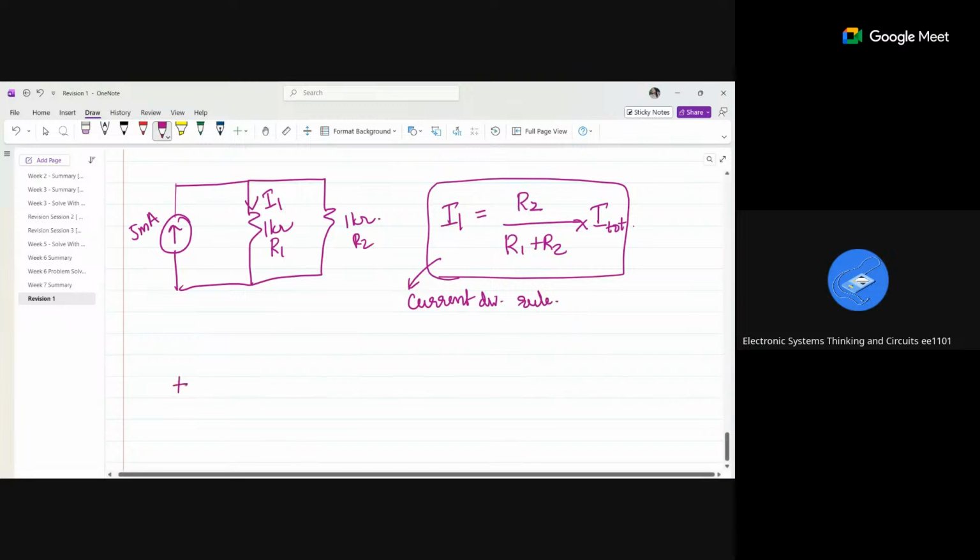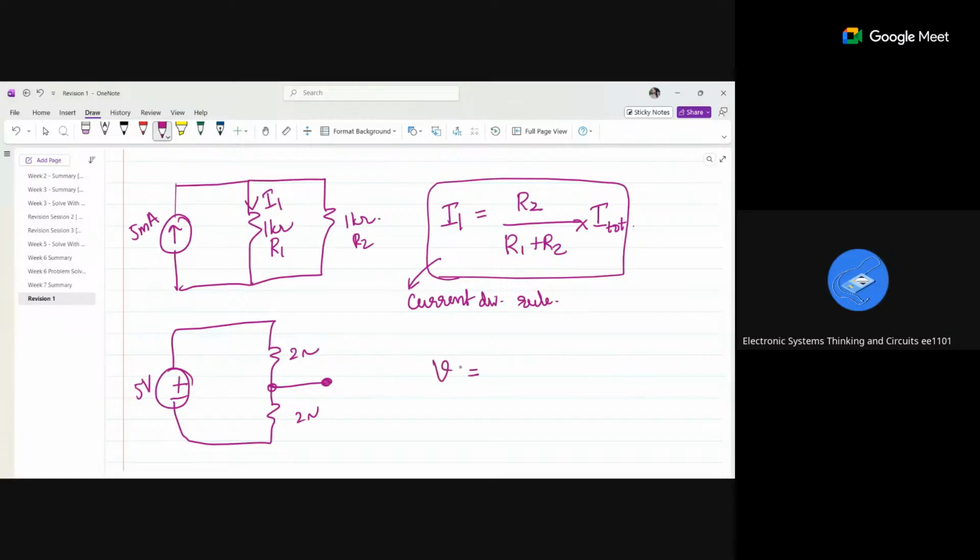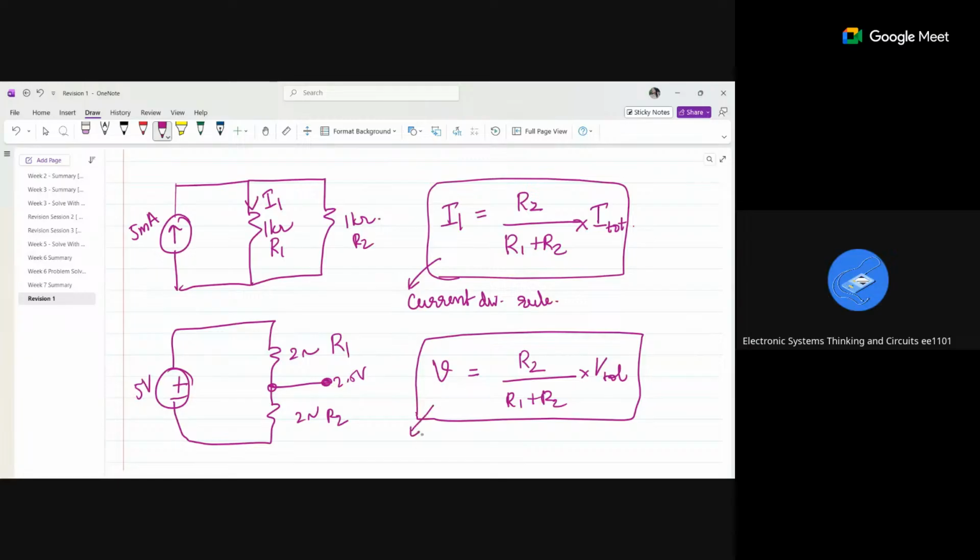Then there is another one, the voltage division rule. 5 volts, 2 ohms, 2 ohms. What is the voltage at this point? It is 2.5 volts, because it is R2 divided by R1 plus R2, into V. So while you're doing the superposition principle, this current division rule and voltage division rule will help you simplify the circuit to a great extent. So please remember these rules.